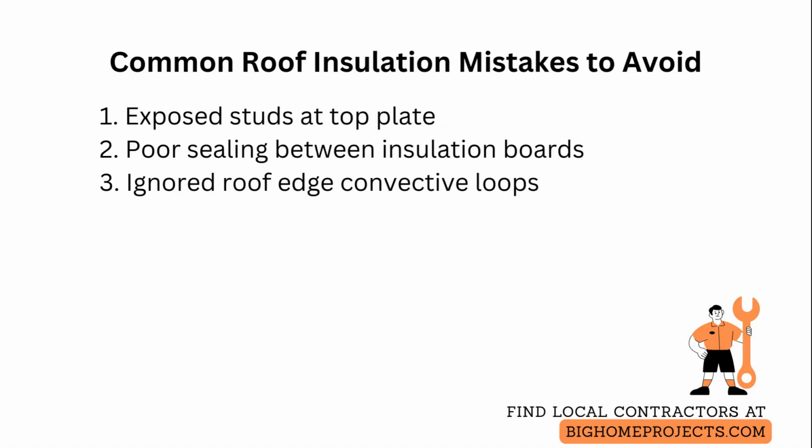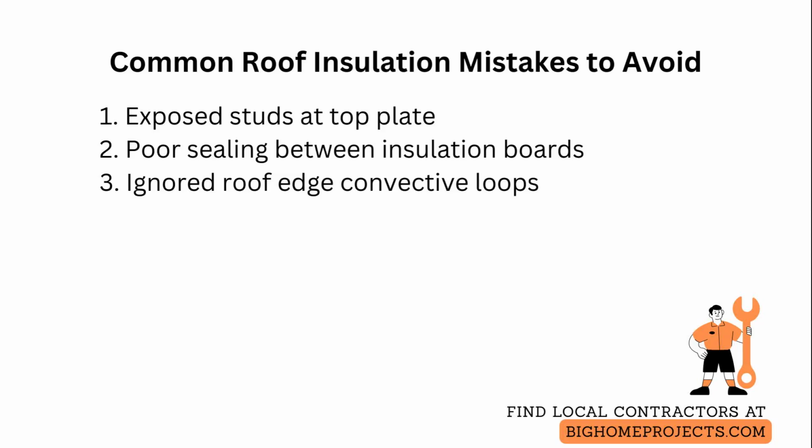Common mistakes include leaving studs exposed at the top plate, which creates a thermal short. Fix this by extending rigid exterior insulation over the top plates and sealing the joint. Another common issue is poor joint sealing between insulation boards, which allows air pathways. Address that by using compatible tape, liquid flashings, or a thin layer of spray foam at every seam and fastener head.